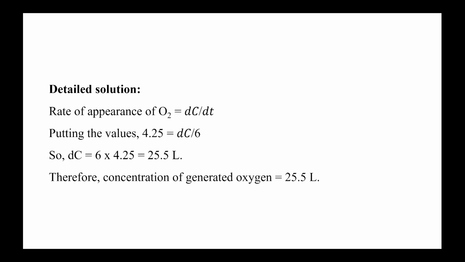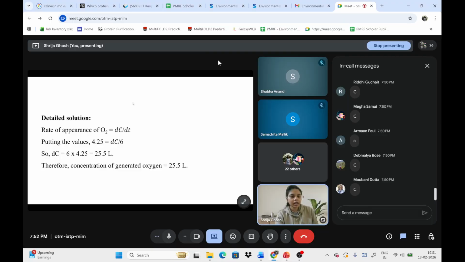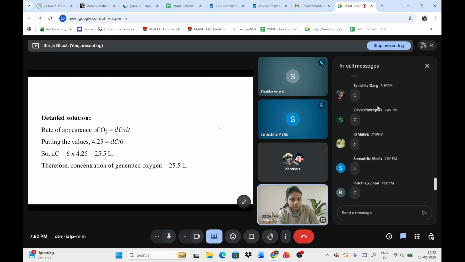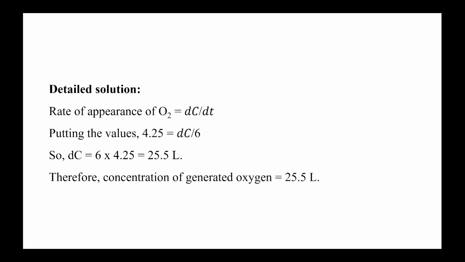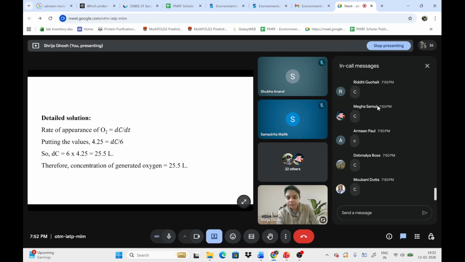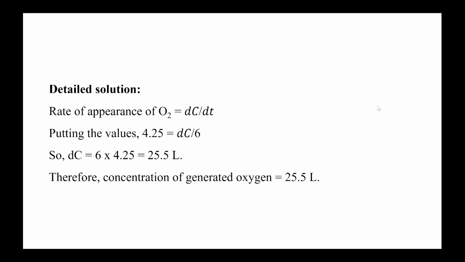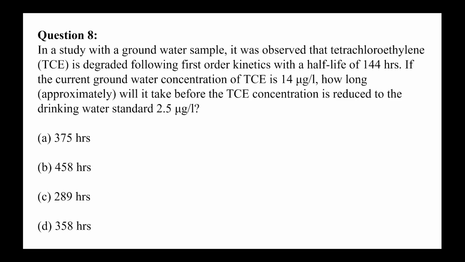So 4.25 is equal to dC by 6. So 4.25 multiplied by 6 is equal to dC. That comes to 25.5 liters. So the concentration of oxygen formed in the first 6 seconds would be 25.5 liters. Okay. I hope this is clear to everybody. Let me know if anybody has any doubt. Otherwise, I'll move to the next question.